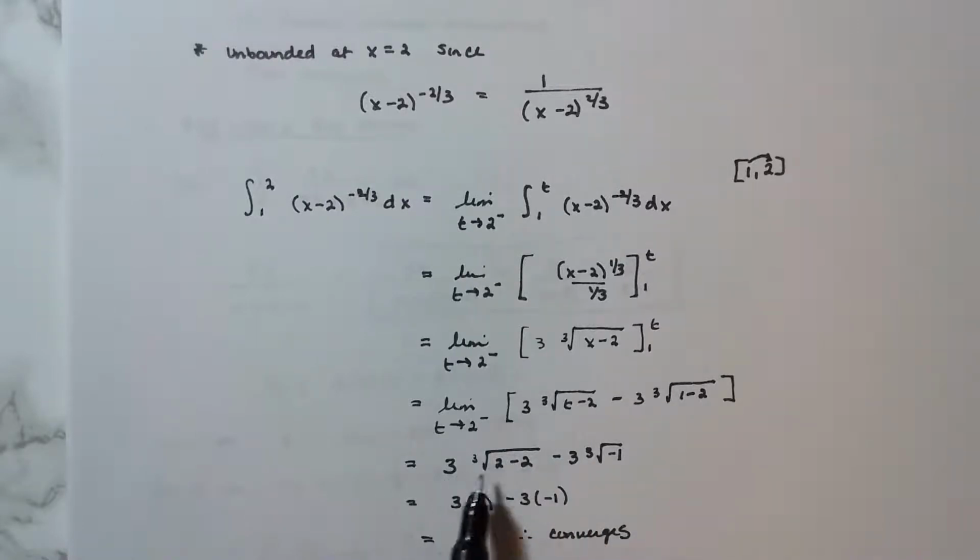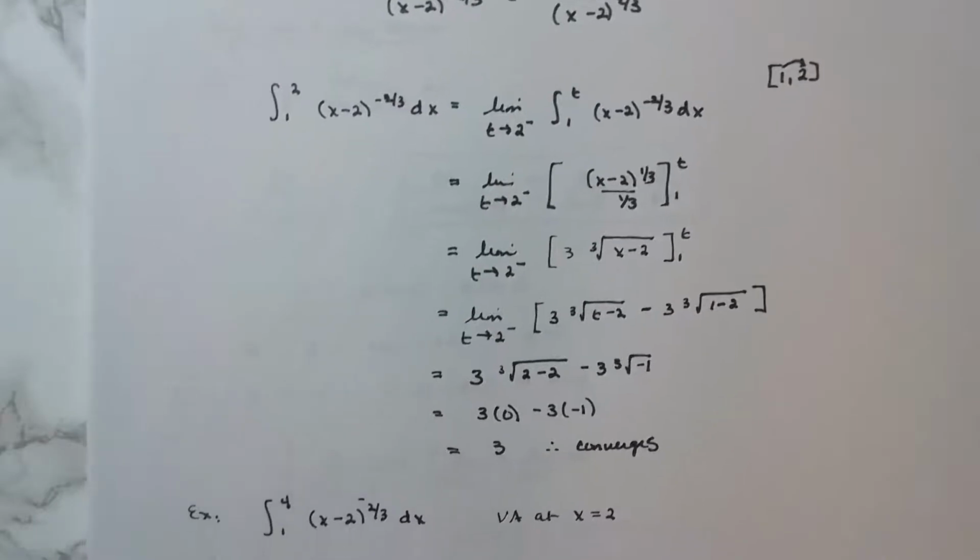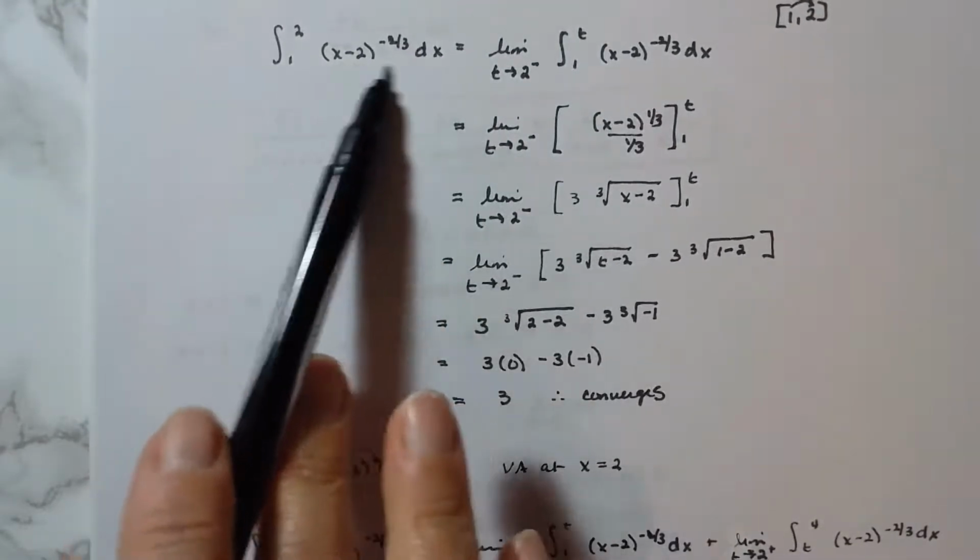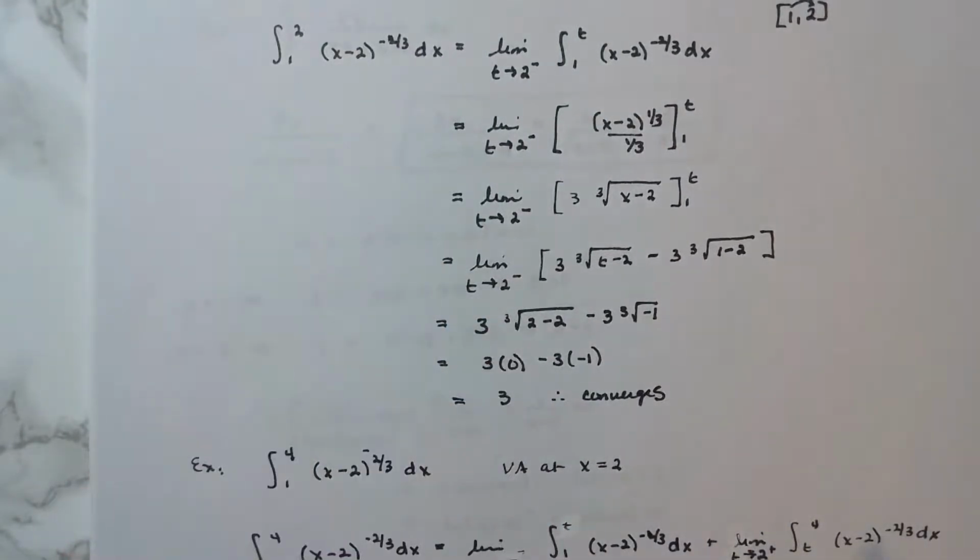So we get 3 times 0 minus 3 times the cube root of negative 1, or negative 3 times negative 1. So you get a 3. And since you get a number, you say that this original integral converges. And what does it converge to? Converges to 3.